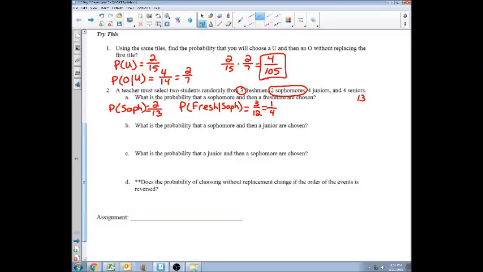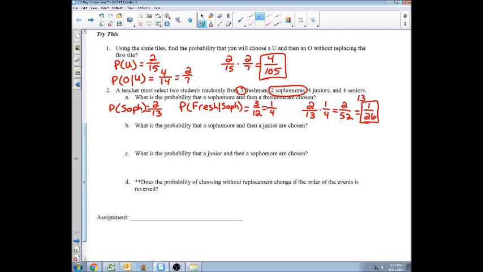Okay? So now to find the probability that I pull a sophomore and then a freshman, it would be 2 out of 13 times 1 out of 4, which would be 2 out of 52, which can be simplified to 1 out of 26.